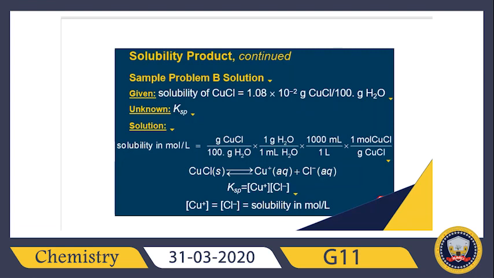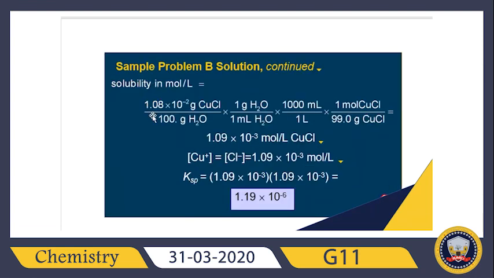So guys, now we'll substitute the values that we have. As we said, we have 1.08 times 10 to negative 2 grams of copper chloride, and this value should be converted into what? Into moles. How? As we said, we will divide it by the molar mass of this compound from the periodic table, and the molar mass will be equal to 99.